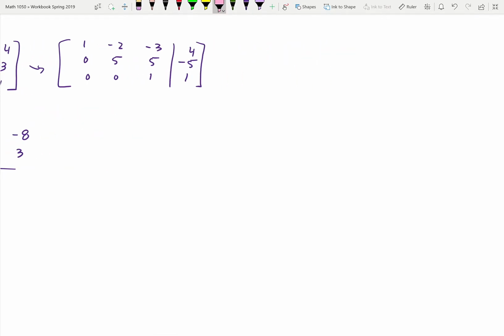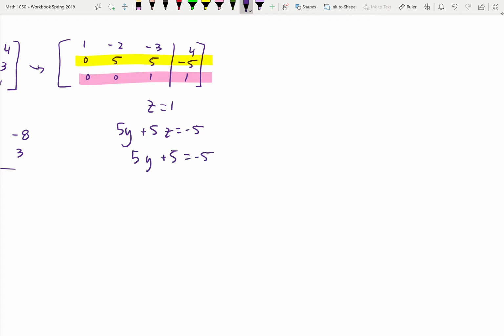So remember you start at the bottom right here. So that means no x, no y, 1z equals 1. Now go to the row up above that. And it's solved for z, so I don't have to do anything. Row up above that is 5y plus 5z equals negative 5. Put a 1 in for z. 5y plus 5 equals negative 5. Pull your 5 over. 5y equals negative 10. Divided by 5, y equals negative 2.